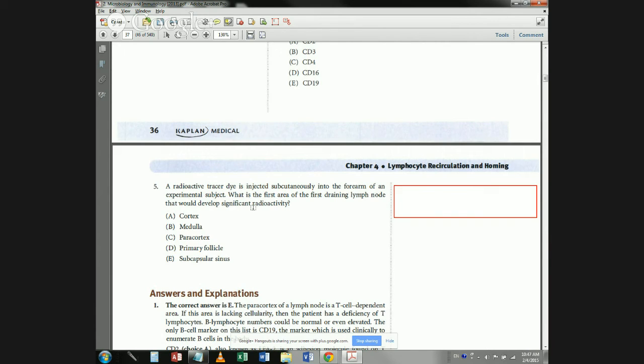I don't know. Okay, so gun to the head. What do you answer? Where is the draining lymph node that would develop significant radioactivity? So what is bigger, maybe? Is that what we're asking? I don't know. I feel like saying primary follicle or cortex. Let's just say cortex because it covers a big chunk. It covers both primary and, okay, I'm going to say cortex. Honestly, I don't know what the question's asking. That's my problem.